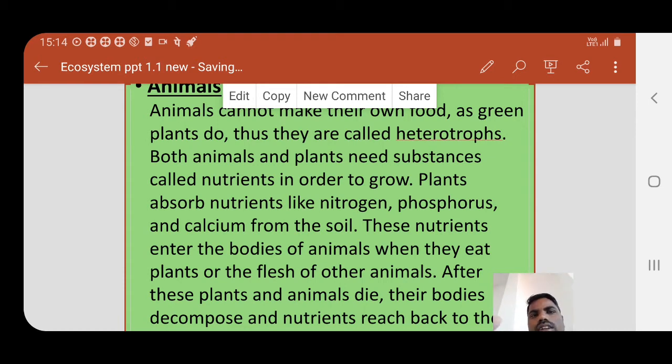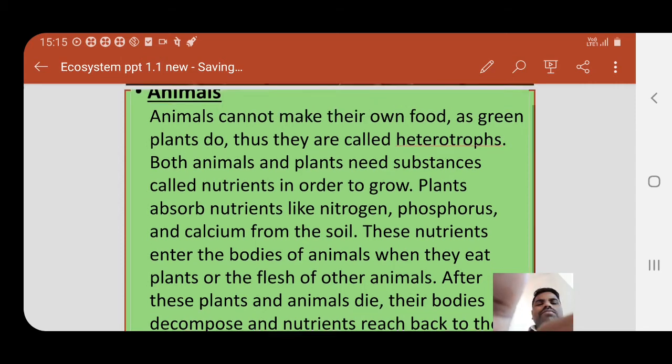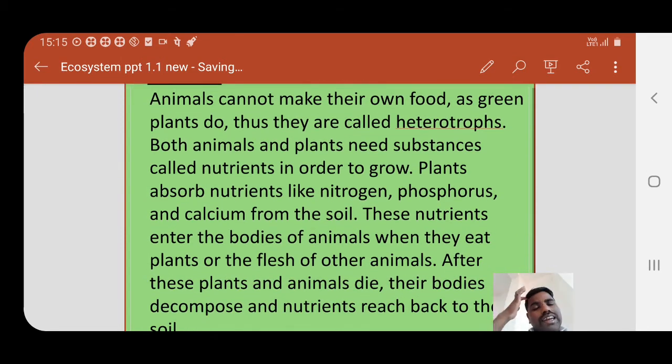Do you think how animals prepare their food? Do they prepare their food or are they dependent on others? Think about that. See, animals depend on others. Some animals eat grass or leaves, and some animals eat other animals. These things happen in daily life. Here, first we can take cow, buffalo, or rabbit.